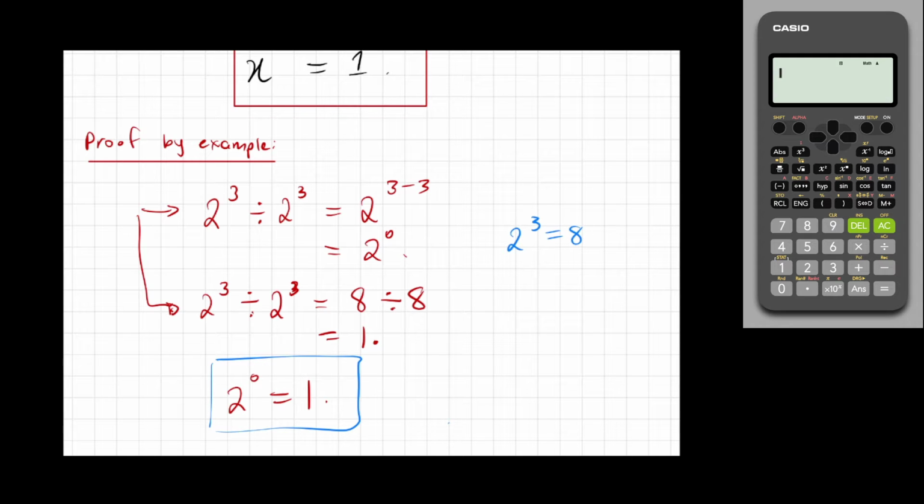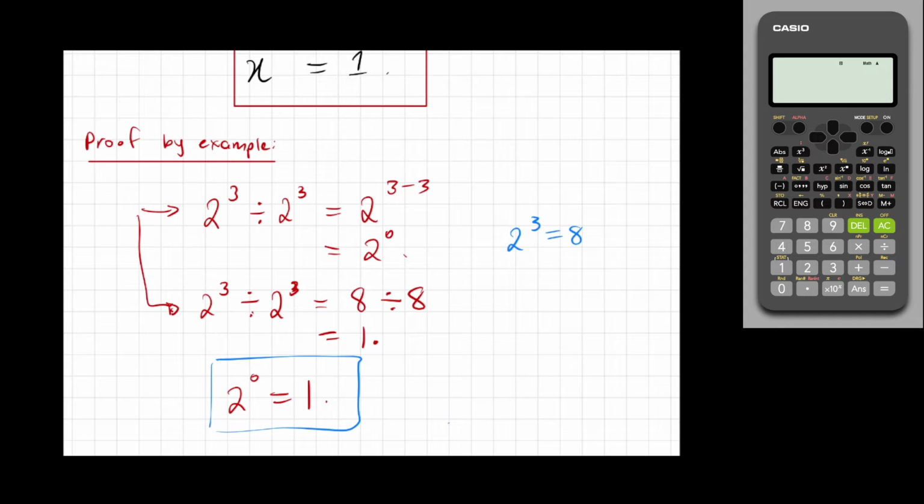And so this is the reason why, and this works with any number, okay? So if you pick any base, as long as the bases are the same, and you pick any power, again, so long as when you subtract the powers, you're using the same number, you get 0.